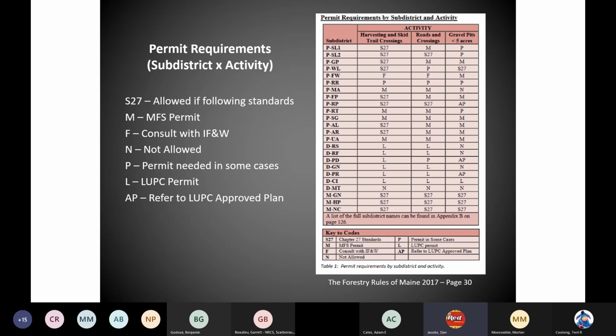Now, if we drop down under roads and crossings to PSL 2, we see that a permanent crossing falls under S27. We're going to talk about this in a little bit more detail. No specific form for a permit is required to be submitted if you're doing a permanent stream crossing of a PSL2, which is a smaller stream. So in this case, it's S27 again. You have to meet the standards that are in Chapter 27, but you do not have to do a full permit application for a permanent crossing.